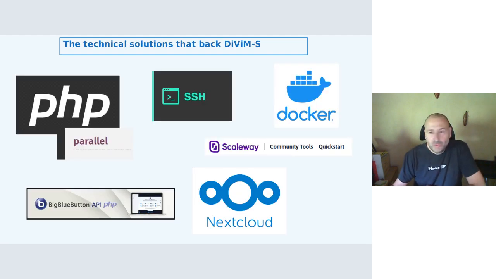What are the technical solutions that back Divim-S? Well, Divim-S uses the following technologies and systems: PHP 7.4. All code is written in this language. Maybe you ask yourself why we chose PHP. The answer is very easy, because I knew it. And we knew we could do it with PHP.